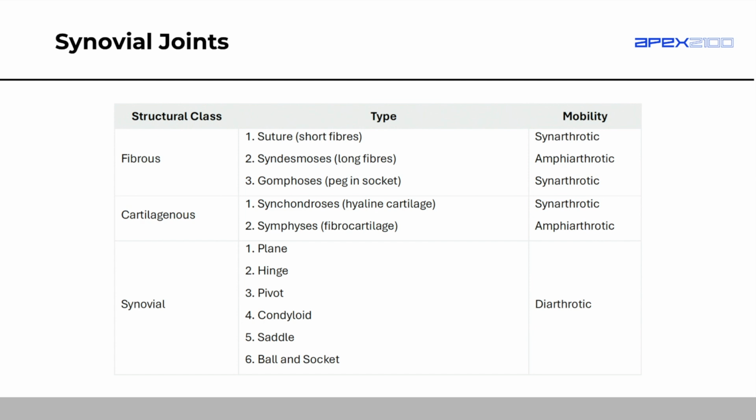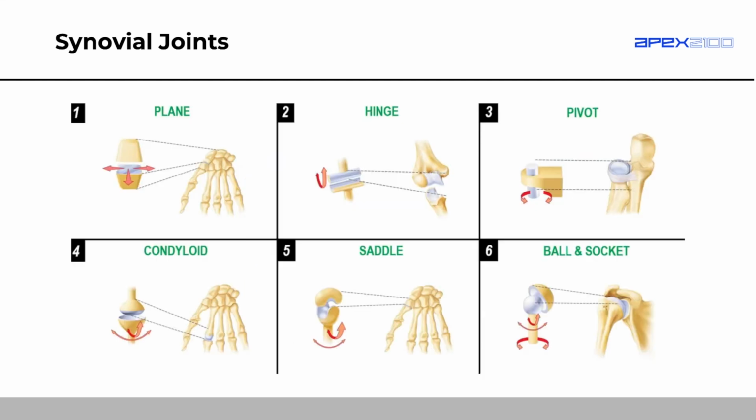And then we have our 6 types of synovial joints, which were all diarthrotic, shown here: the plane in between our carpals and our tarsals, the hinge at the elbow and the ankle and in between the fingers, the pivot at the top of the neck and in between the radius and the ulna, the condyloid at the base of our fingers and at the knee, the saddle, which is at the base of the thumb, and then the ball and socket, which is at the hip and at the shoulder.